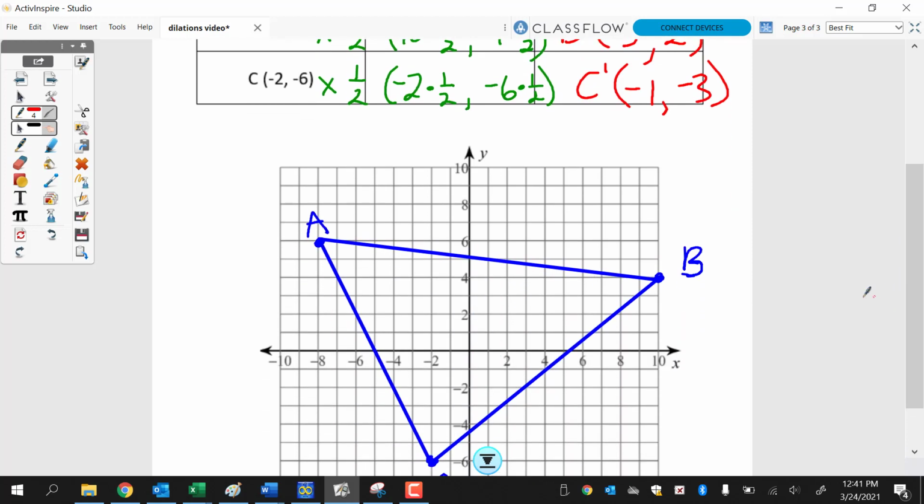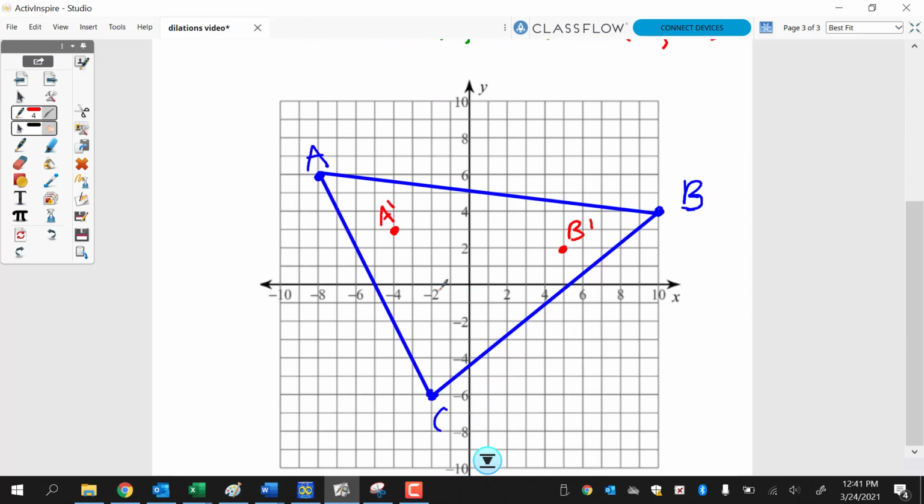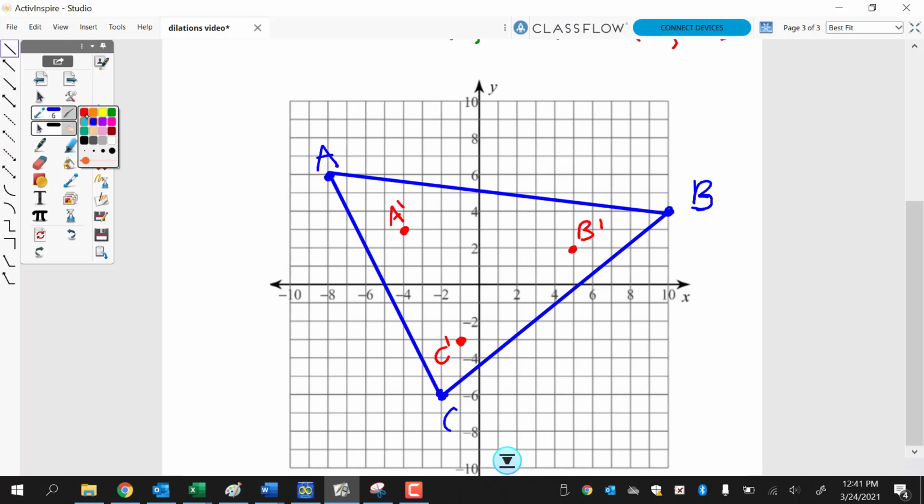So what was it? (-4, 3). So (-4, 3). This is now A prime. B was at (5, 2), B prime. C's at (-1, -3), C prime. And we're going to connect those with a nice straight line, which you would do in formative as well. Okay. And there's my new shape.